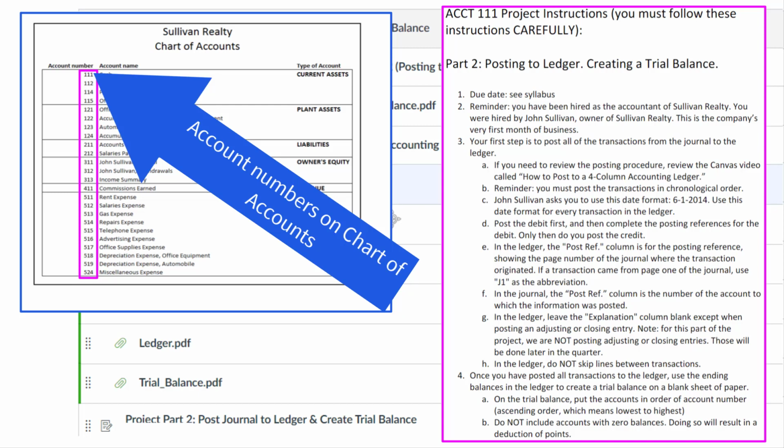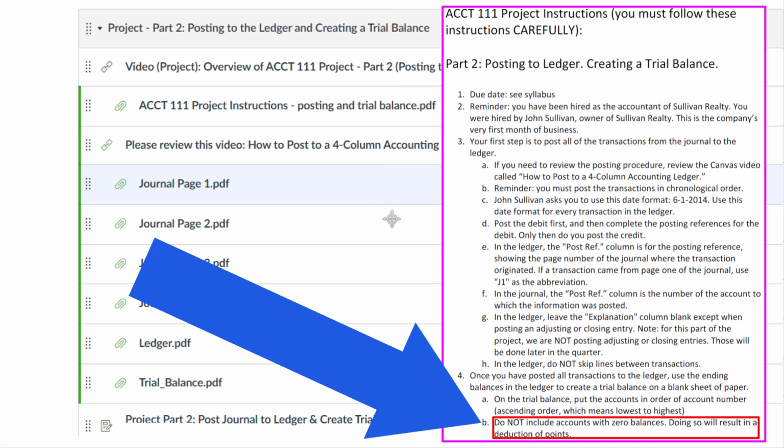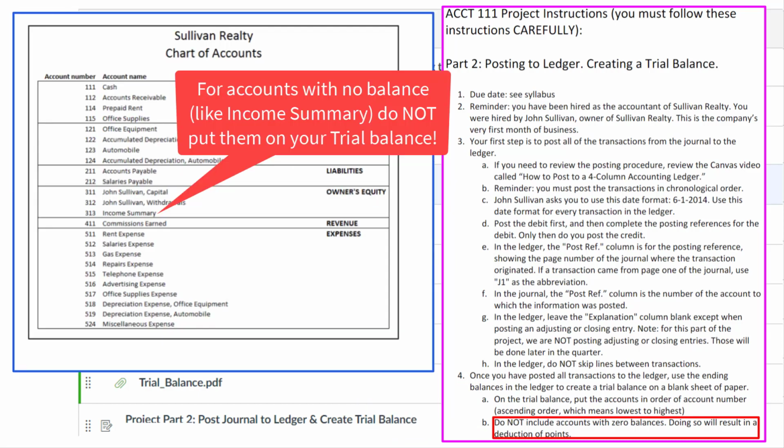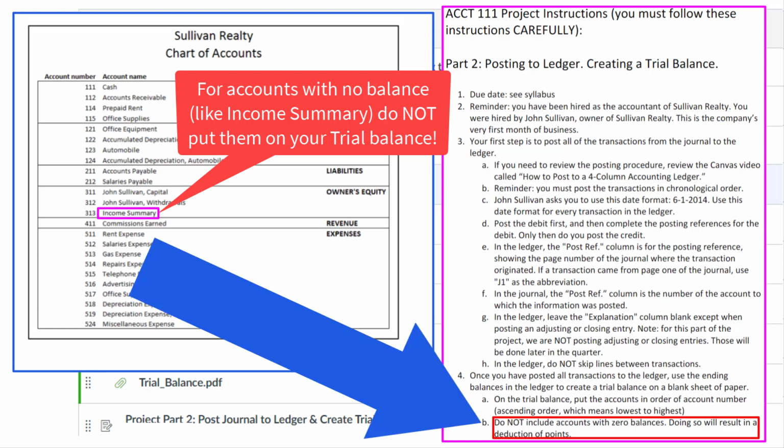But now this is critical. Back to the instructions, step 4B. Do not include accounts with 0 balances. Doing so will result in a deduction of points. So remember, the trial balance is a list of all the accounts that have a balance. For example, looking at the chart of accounts, we've never done anything with this account called income summary. We won't do anything to that account until chapter 4. So for now, it will have no balance. So do not include income summary on your trial balance because it has a 0 balance. Again, step 4B, do not include accounts with 0 balances on the trial balance.